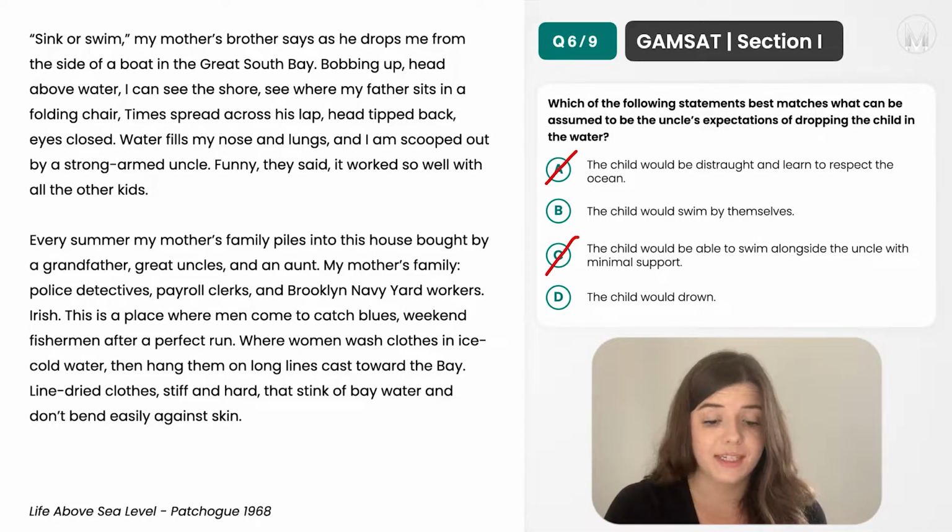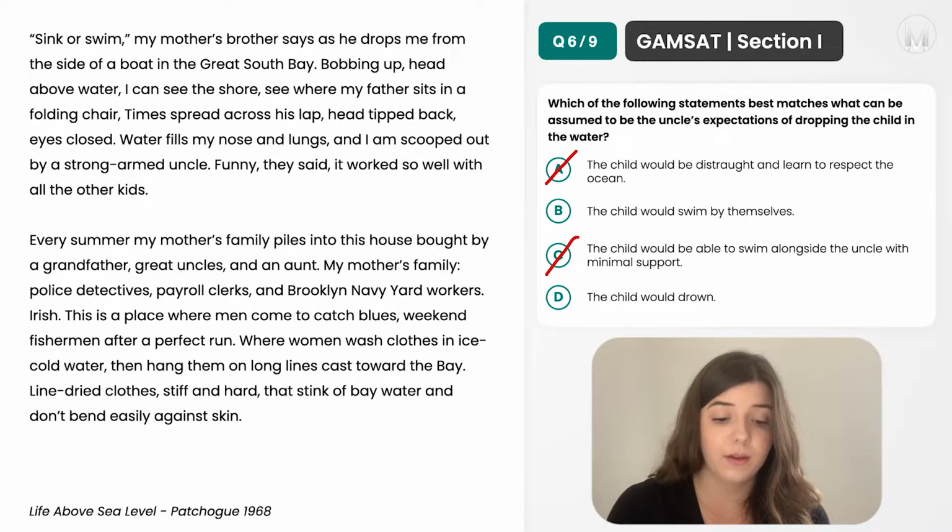Now, option D, the child would drown. So this is definitely not the expectation. So although it's sink or swim, so it's one or the other, he did end with saying that it works so well with all the other kids, so he was definitely expecting it to be the same result as the other children, in which we can assume that they did actually manage to swim. So we can rule out option D, and therefore option B is the correct option.